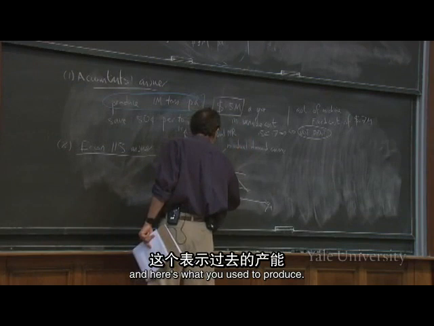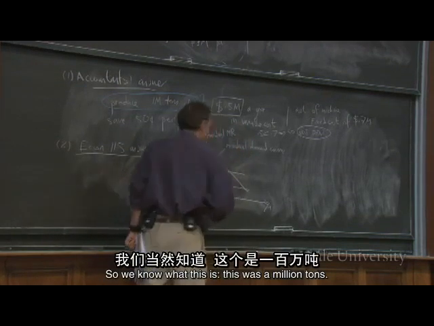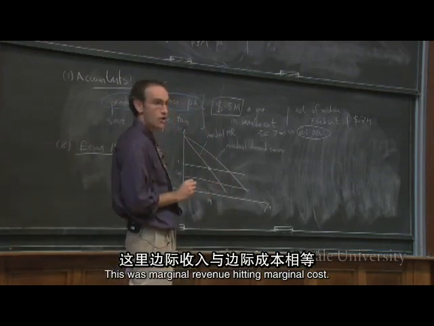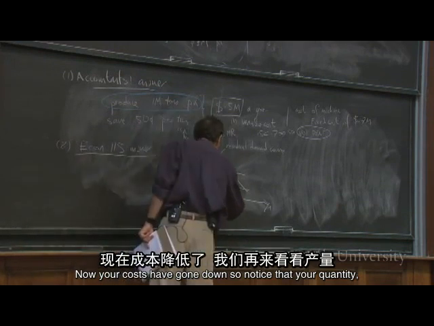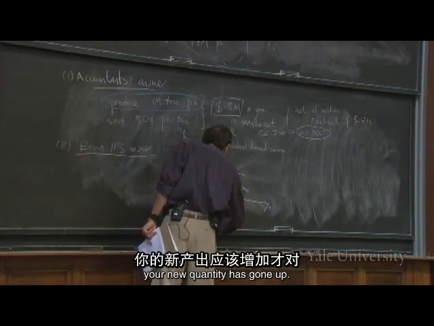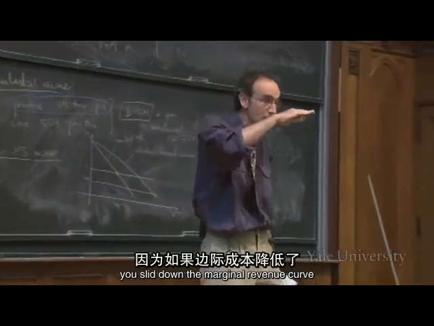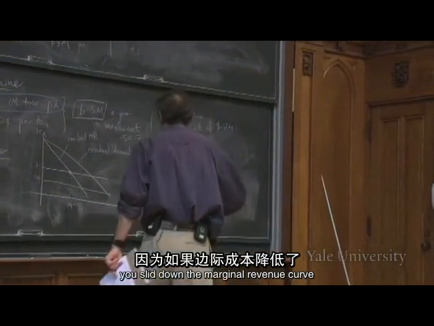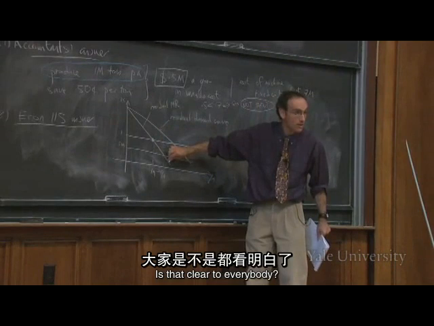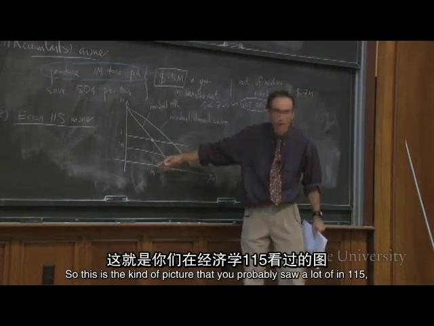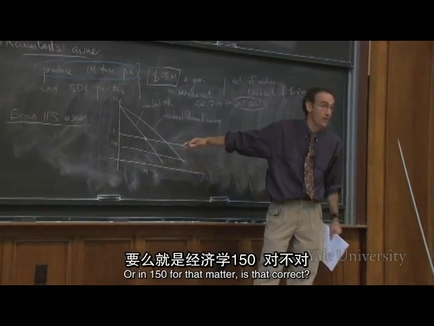And here's what you used to produce. So we know what this is. This was 1 million tons. This was marginal revenue hitting marginal cost. Now your costs have gone down, so notice that your new quantity has gone up. Your new quantity has gone up because you've slid down the marginal revenue curve as the marginal cost curve dropped. Is that clear to everybody? So this is the kind of picture that you probably saw a lot of in 115, or in 150 for that matter.